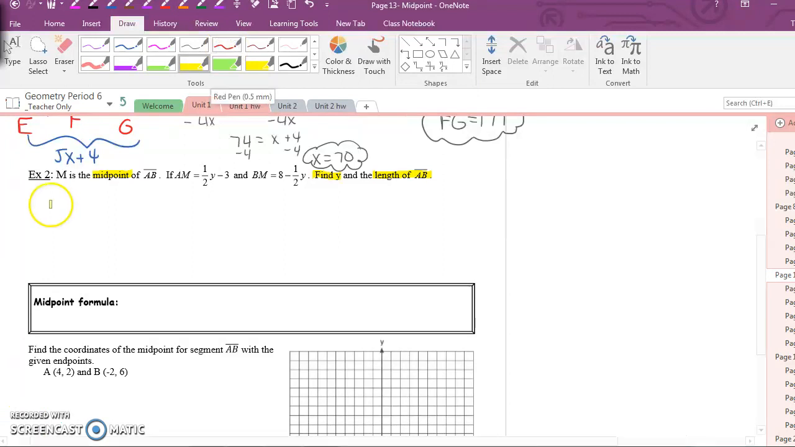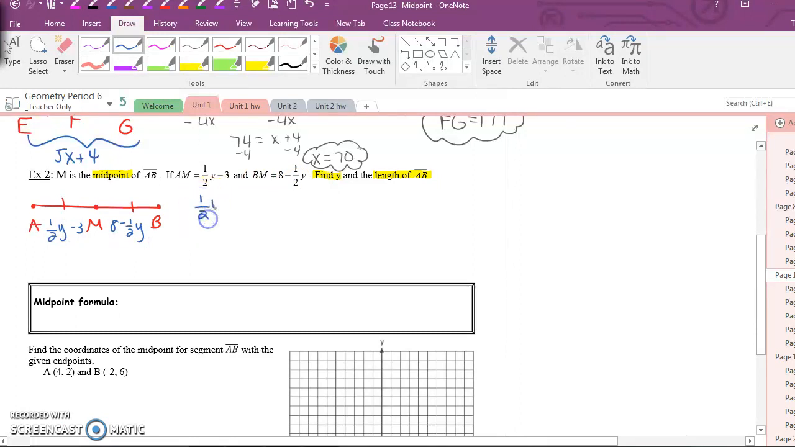Again, we have to draw a picture here. We have that segment AB has a midpoint of M, so once again we know that these two pieces are going to be equal. They gave me that AM is 1/2 y minus 3 and BM is 8 minus 1/2 y. So because those two pieces are going to be equal, we set them equal to each other. 1/2 y minus 3 equals 8 minus 1/2 y.